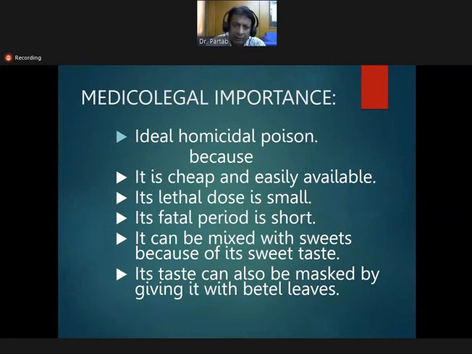With the lethal dose, it can be mixed with sweets because it is already sweet in taste, hidden in the sweets because of its sweet taste. The taste can also be masked by giving it in betel leaves, in the pan, in other foodstuffs or drinks. It can easily be given because it has a sweet taste.